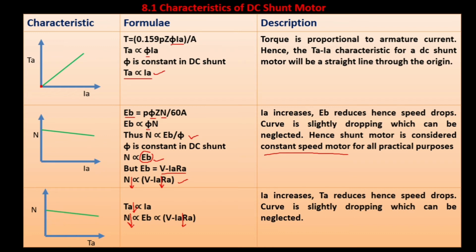Okay, now another important thing that has to be noted in this particular characteristics is that the torque with respect to armature current and speed with respect to armature current is known as the electrical characteristics. That means this is electrical characteristics, this is also electrical characteristics. Okay, and what is this? This is mechanical characteristics where you consider speed with respect to the armature torque.